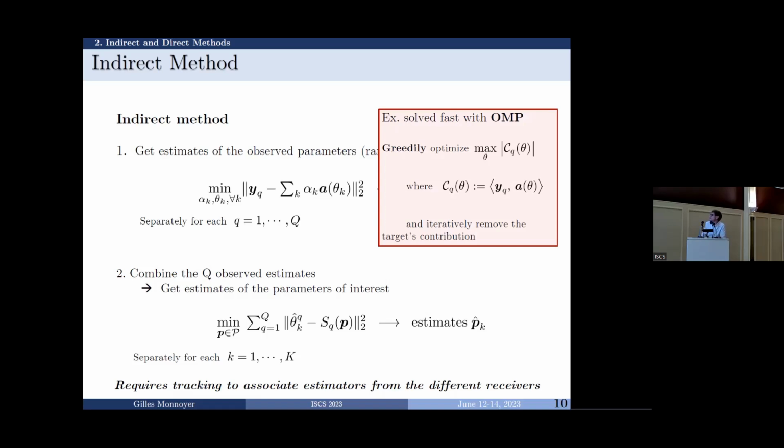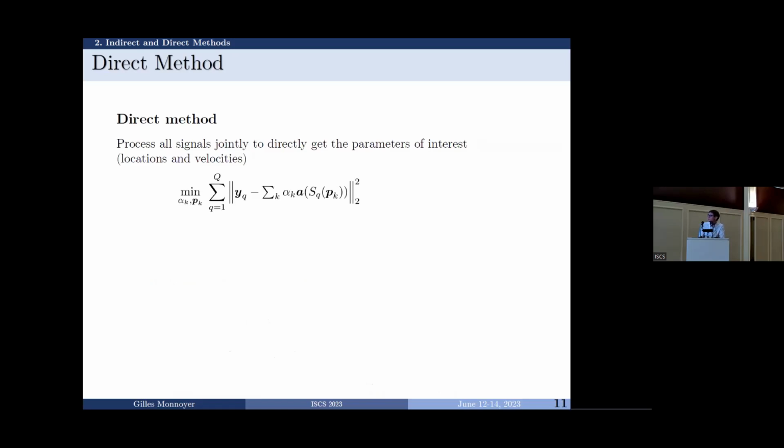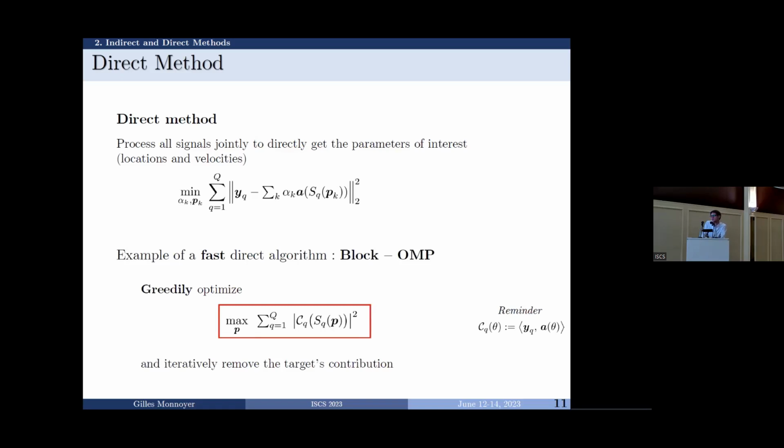And basically, with this algorithm, as we have already seen in previous presentations, it greedily optimizes the correlation between the received signal and the atom function. Regarding now the direct method, we perform directly the estimation of the parameter of interest p by viewing A of S of p as directly our atom. So we worked on the domain of p instead of the domain of theta as before. And once again, this can be estimated in an OMP-like manner, by greedily optimizing the following global correlation function, which is a sum of multiple correlation functions.